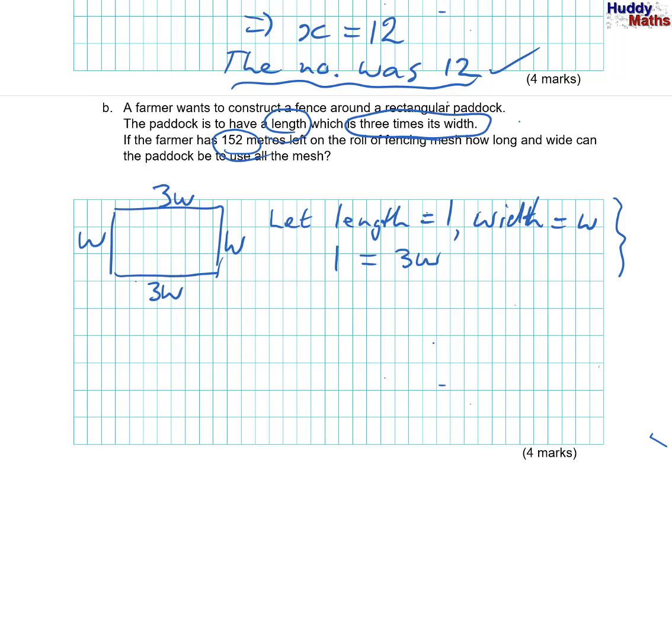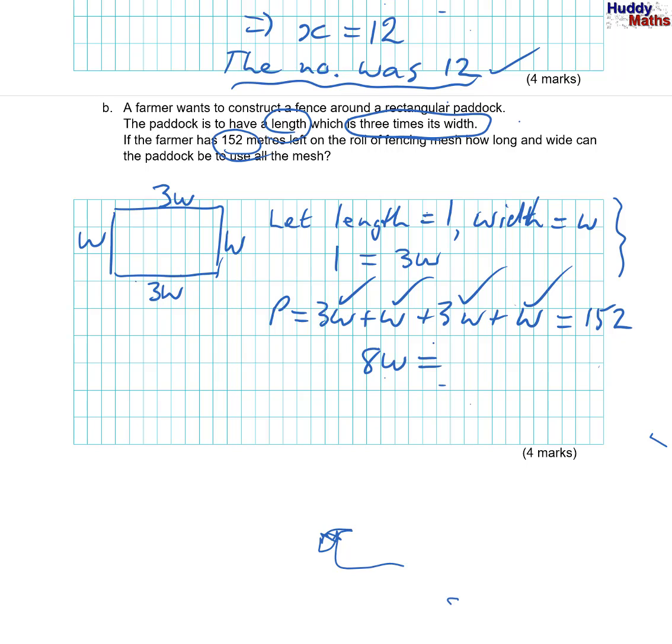Okay, so now we have a perimeter, which is right the way around 3W plus W plus another 3W plus another W. And all that's got to come to, how much has he got left? 152 metres. Okay, so if you added up all these W's, let's just check that. So we've got 3W here, plus a W is 4W, plus 3W is 7W, plus another W, 8W. So therefore, 8 lots of the width is 152.